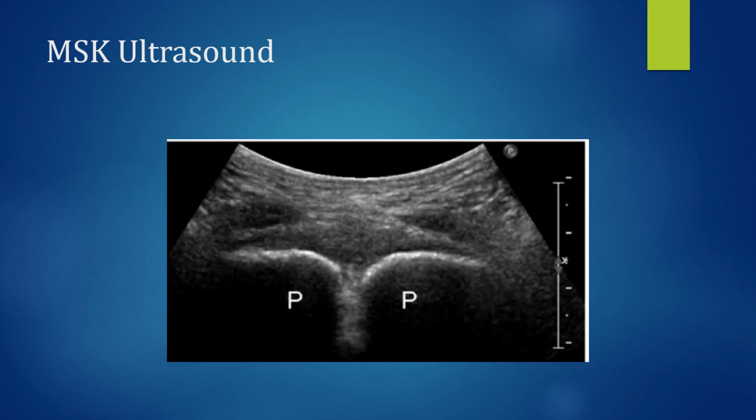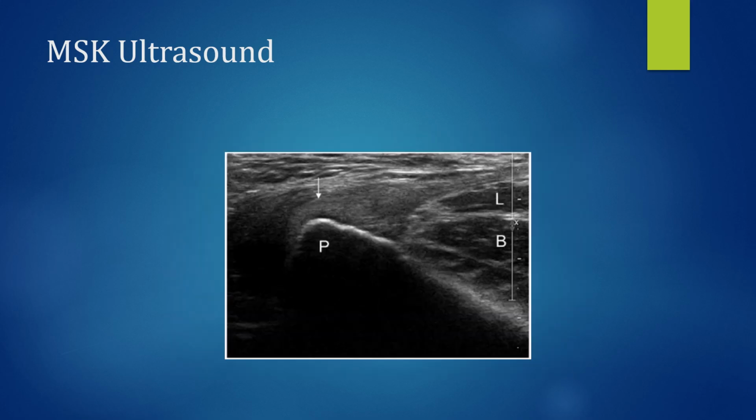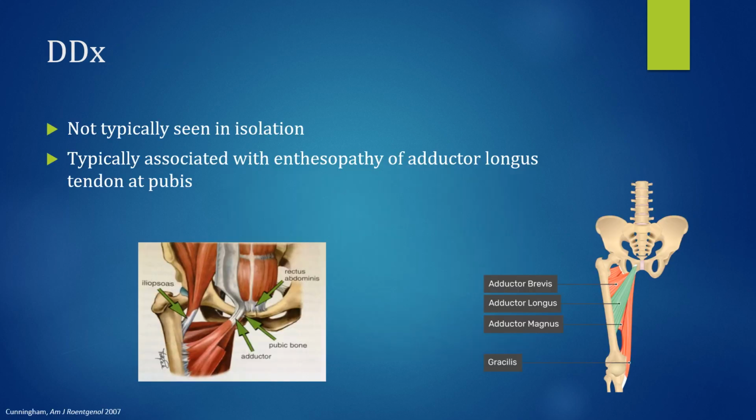So here's the picture of a normal pubic symphysis on an ultrasound. Here's a normal rectus abdominis attachment to the pubis that's indicated by the large white arrow. And here we see normal adductor tendon insertion onto the pubic tubercle. The muscle bellies of the adductor longus and the adductor brevis are also labeled as well.